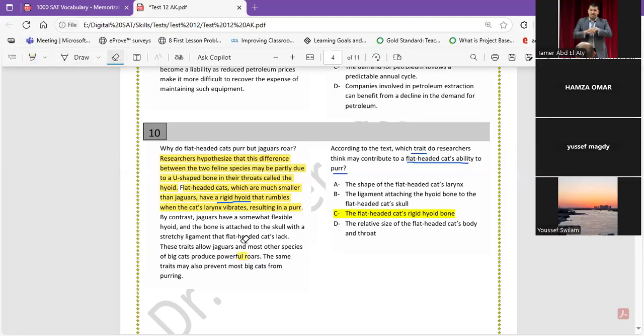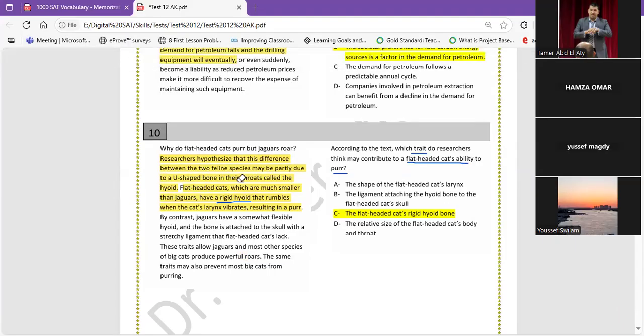So now we know why the cats purr, because of the U shape. The shape of the flat-headed cat's larynx? No, the U shape. That we call hyoid. The ligament attaching the hyoid bone to the flat-headed cat's skull? No. The flat-headed cat's rigid hyoid bone? Yes, it's the hyoid bone, not the ligament. The hyoid bone, that we call U-shape bone. The relative size of the flat-headed cat's body and throat?